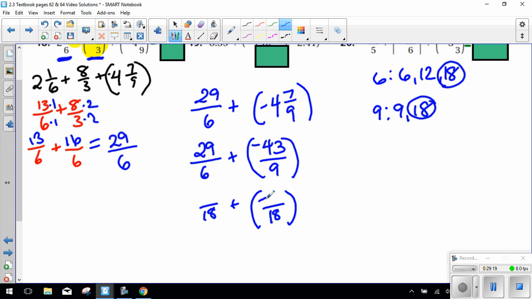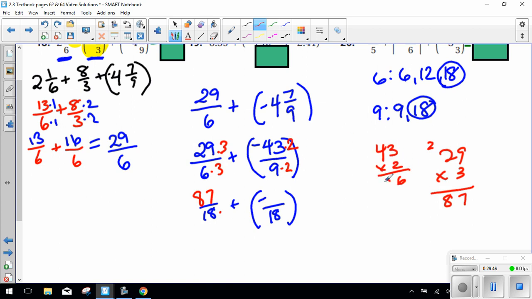Negative 6 times 3 gives me 18. So 29 times 3, I don't know. So I'm going to come over here. 9 times 3 is 27. 3 times 2 is 6, and 2 is 8. So I get 87 over 18. 9 times 2 is 18, so 43 times 2 is 86 negative.